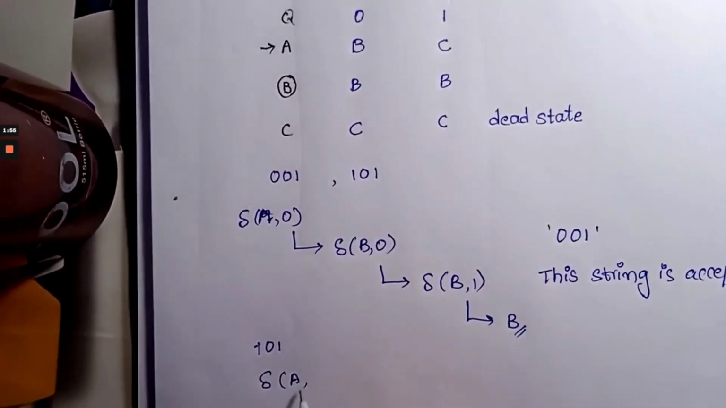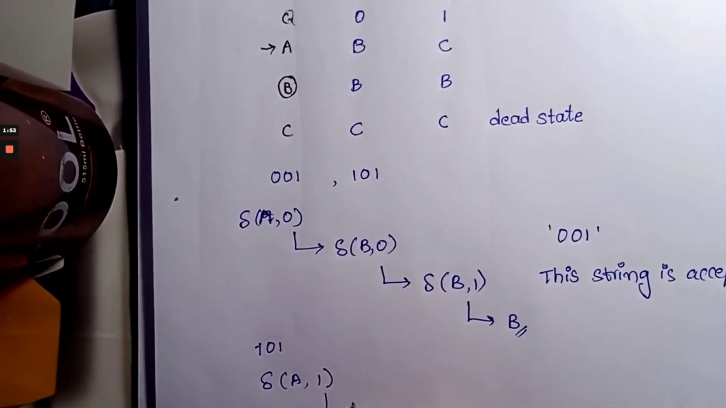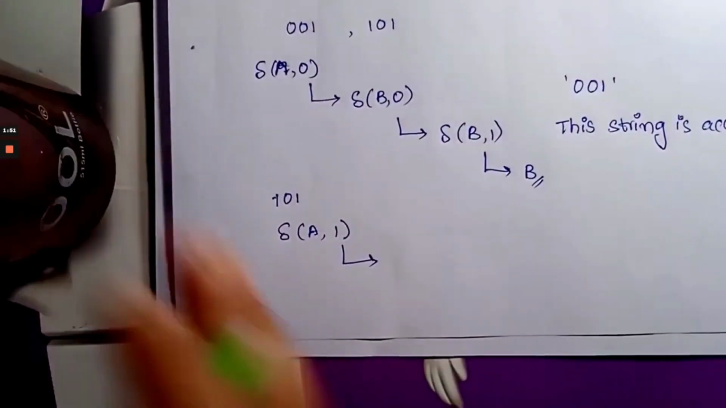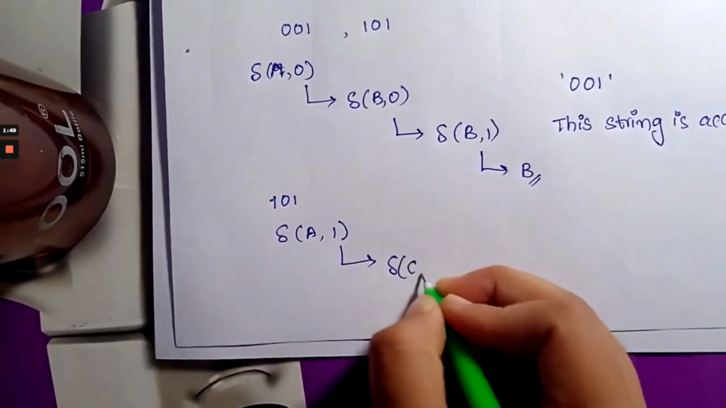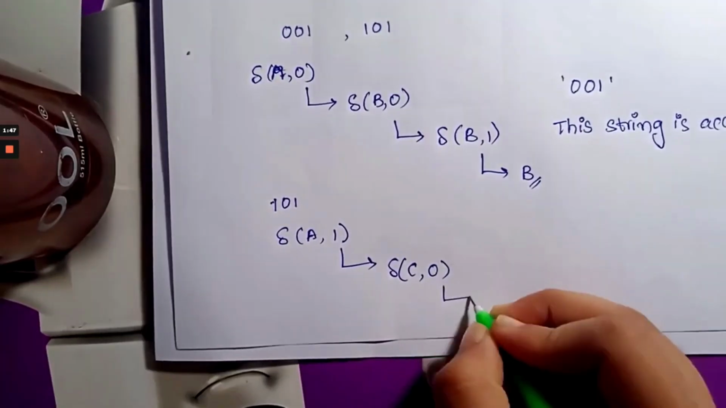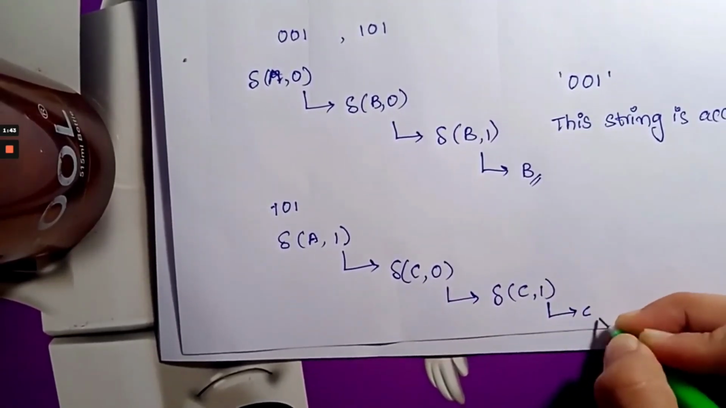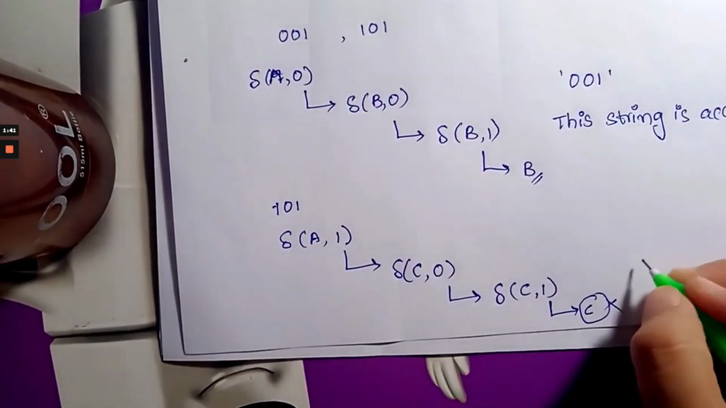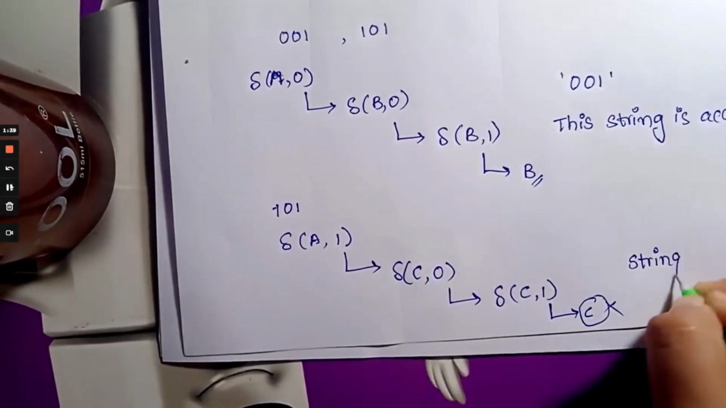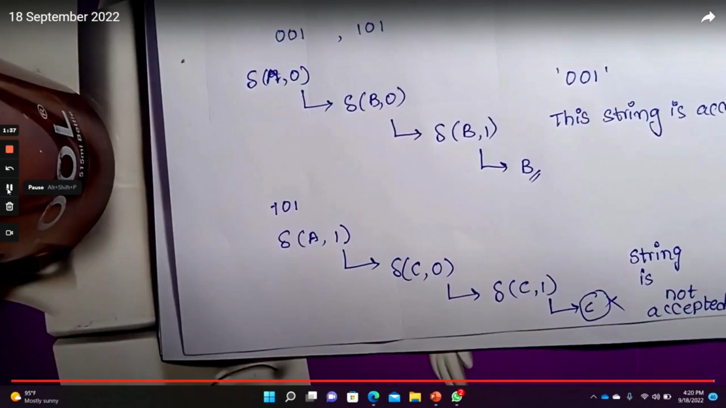Next example is 101. At A comma 1, it reaches C, which is a dead state. So from C, 0 and 1 reach the same state C, but it is not a final state. So this string is not accepted. That's it.